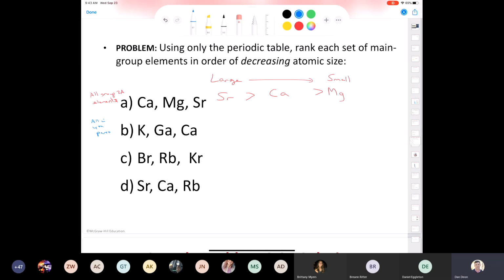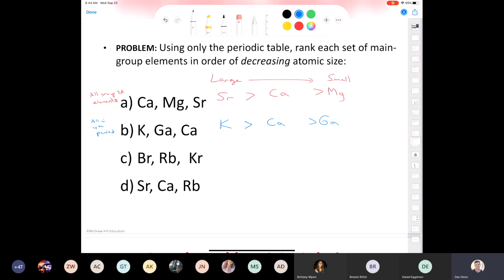And what was the trend? As we go across a period, the atomic size is going to decrease. So that means whichever one has the highest atomic number is going to be the smallest one. And the one with the highest atomic number is gallium, so it's the smallest. The one with the lowest atomic number is potassium, and then calcium comes right after potassium. So we've got it set up like that.